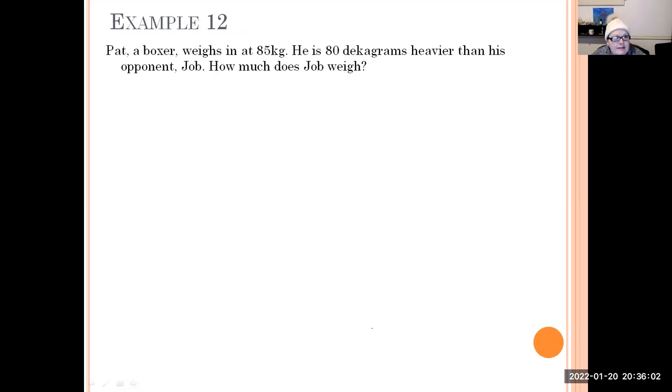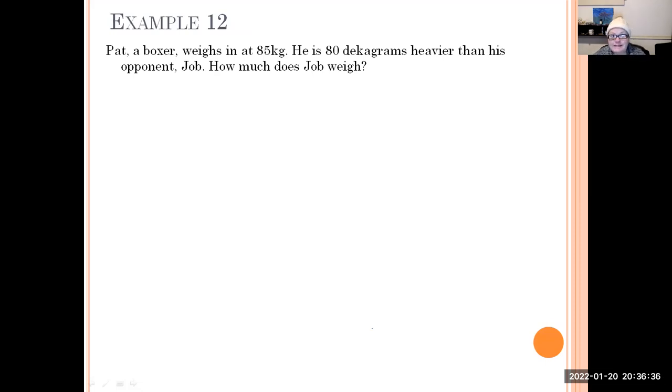All right. So Pat, a boxer, weighs in at 85 kilograms. He is 80 decagrams heavier than his opponent, Job. How much does Job weigh? Okay, so Pat's the one that weighs 85 kilograms. He weighs more than Job. He weighs 80 decagrams more than Job. So in order to find out how much Job weighs, we have to subtract those 80 decagrams from Pat's weight.